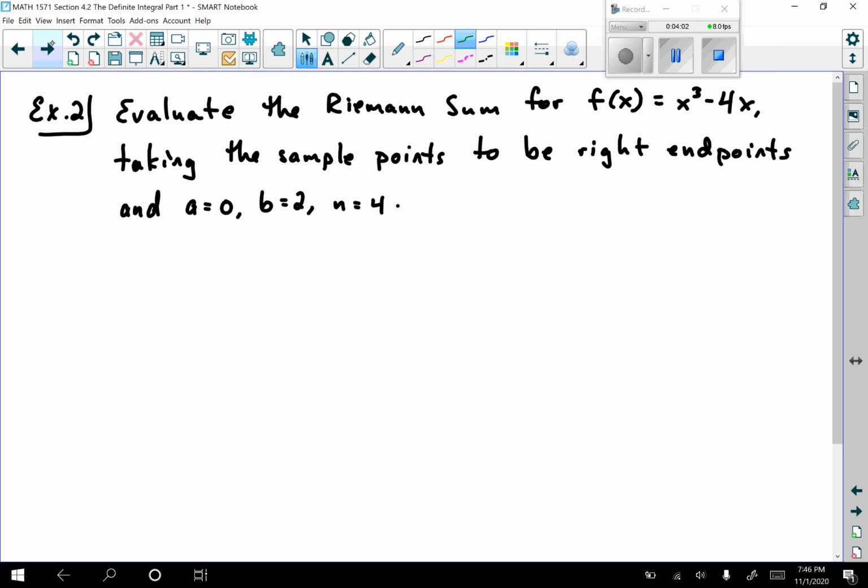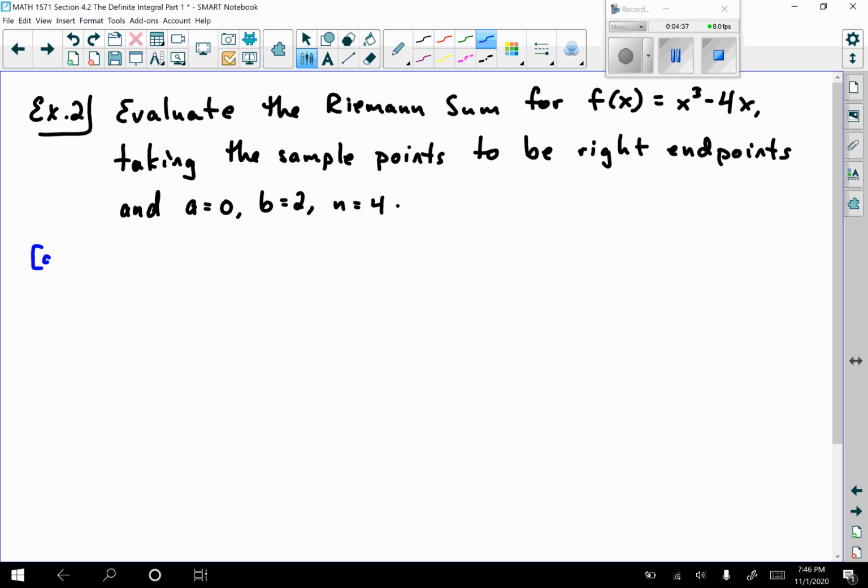All right, the second example still takes us back a little bit to the LRAM, RRAM, and MRAM that we did in section 4.1. However, we're not going to graph this. Look at our function: f of x is equal to x cubed minus 4x. We're taking the sample points to be the right endpoints, and a is 0, b is 2, and n is 4. So again, pause the video to copy that down. And rather than graphing, we're just going to try to figure this out without graphing.